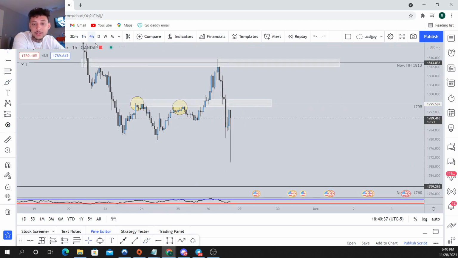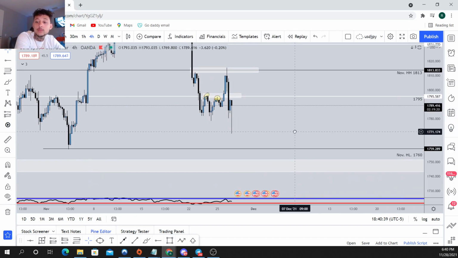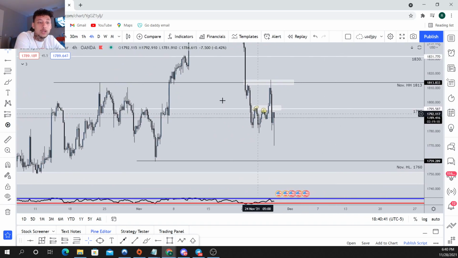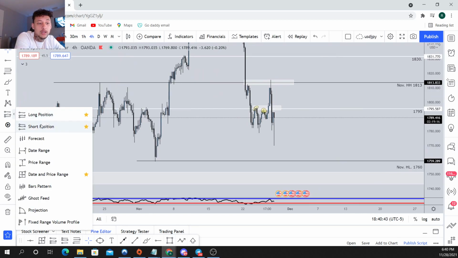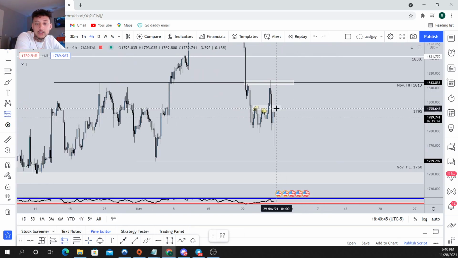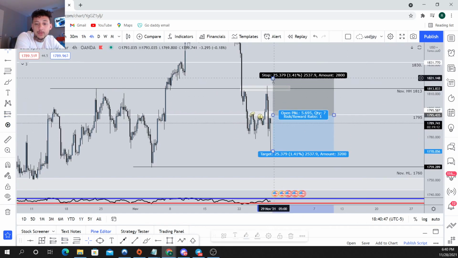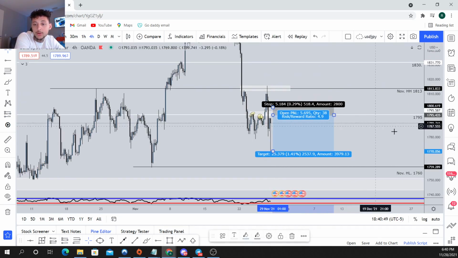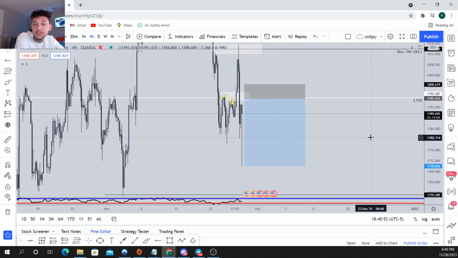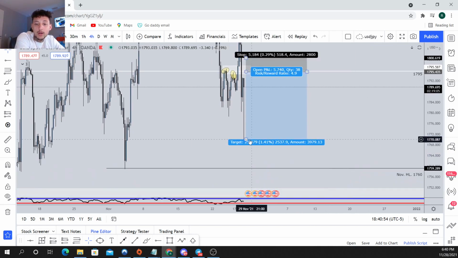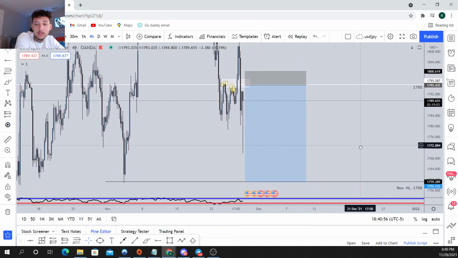Now you ask yourself, okay, well, where could we possibly sell to? Well, we could actually look to take a trade, and again, I'm going to use a long and short position. We're going to look to take a trade here at the level. We're going to put our stop loss a little bit above the level, so about maybe 50 pips. Let's leave it at, right? And our take profit could be down here, right?